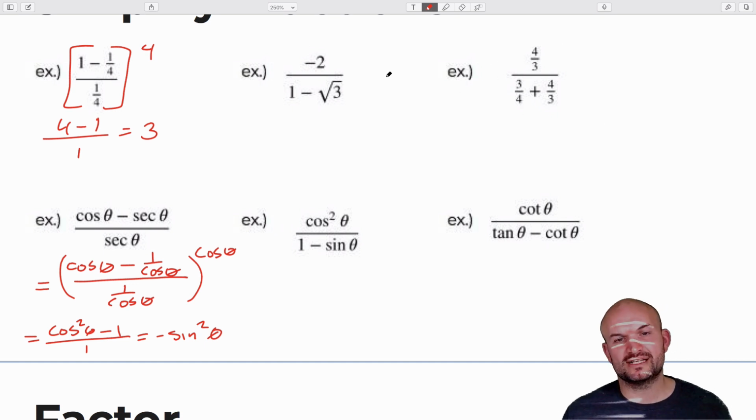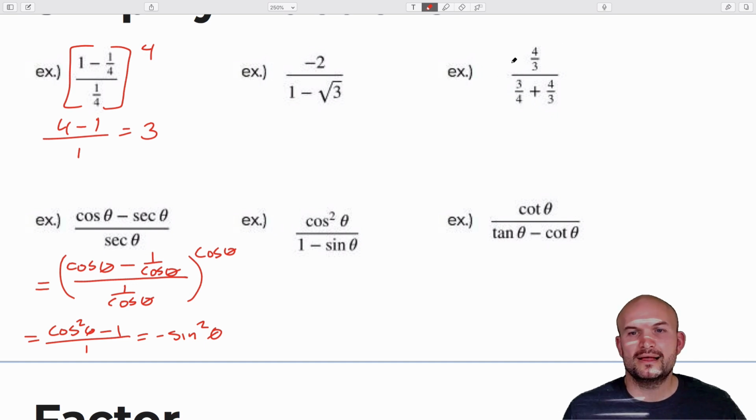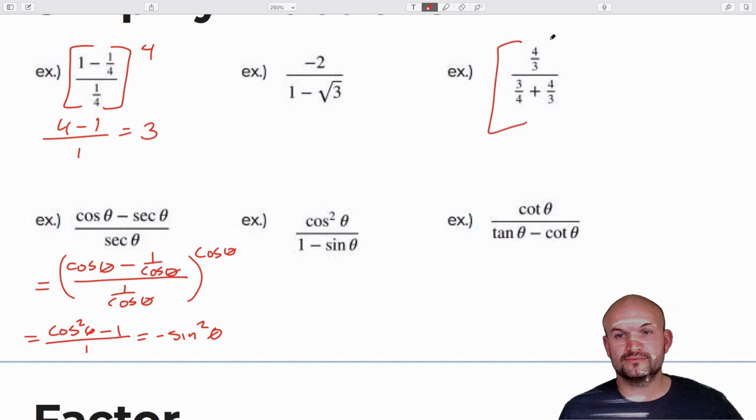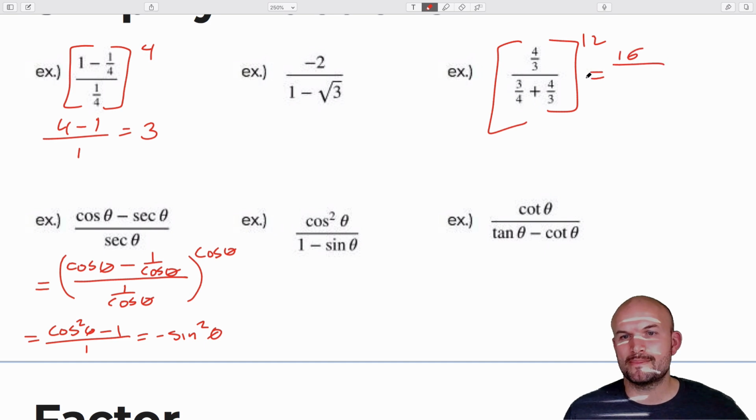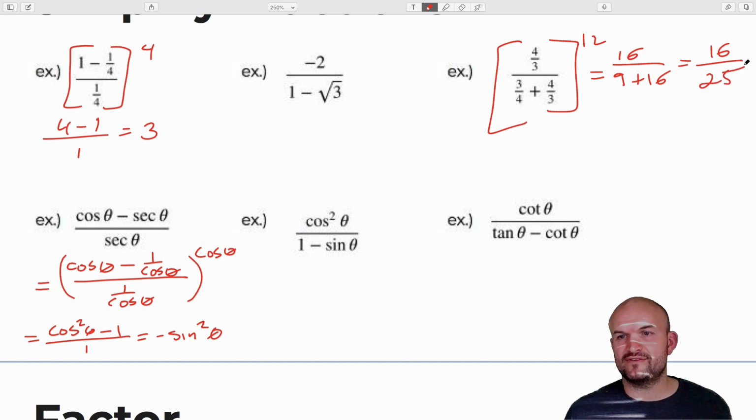Let's go ahead and work into this one because I did rearrange these. The next one, you can see the common denominator is going to be the product of 3 times 4, which is going to be 12. So if you multiply everything times 12, 3 divides into 12 4 times. 4 times 4 is 16. 12 times 3/4, 4 divides into 12 3 times. 3 times 3 is 9. And that goes in 4 times plus 16. So therefore, I'd have 16 over 25.